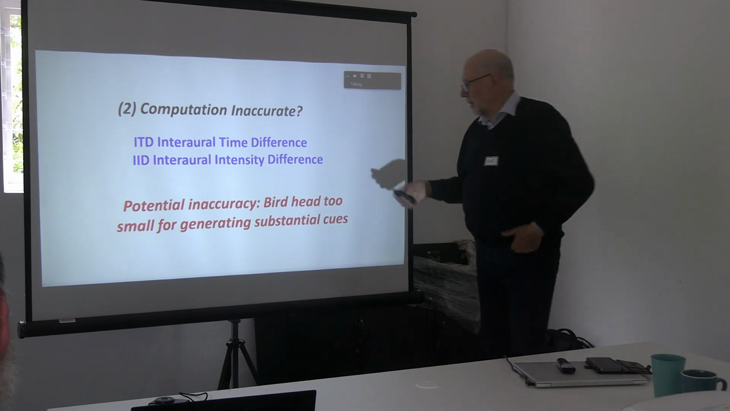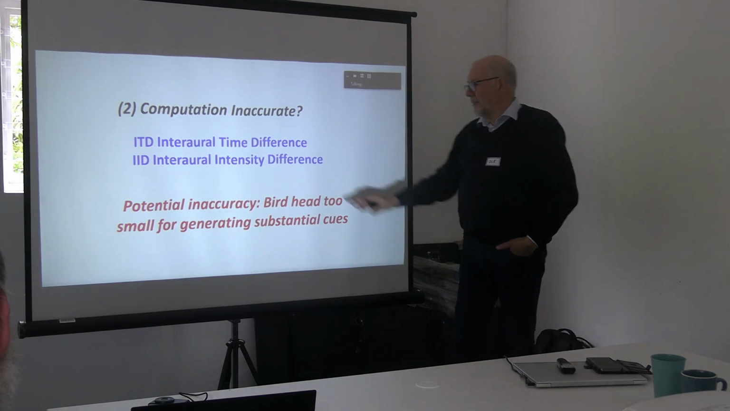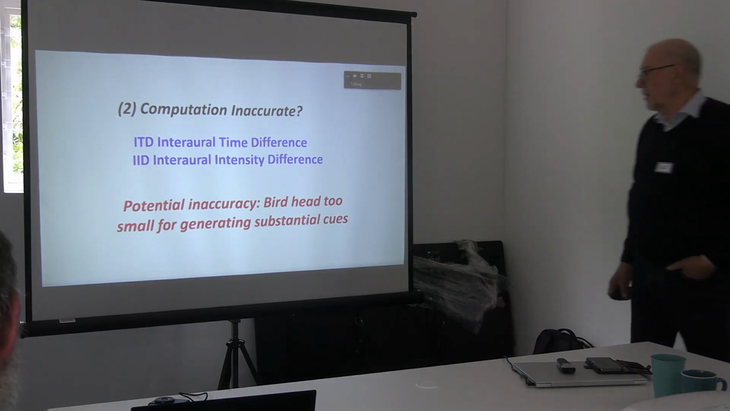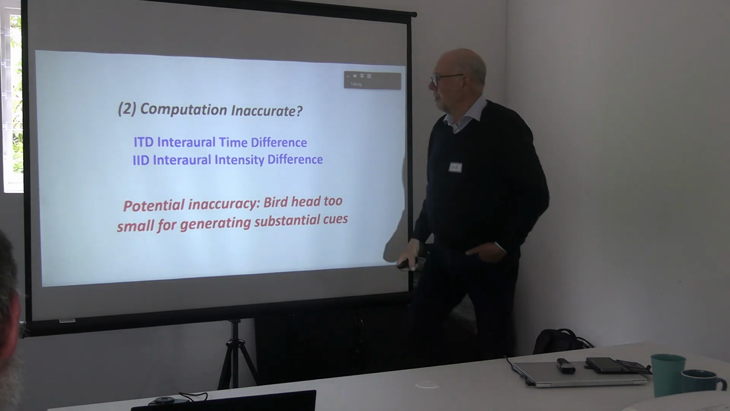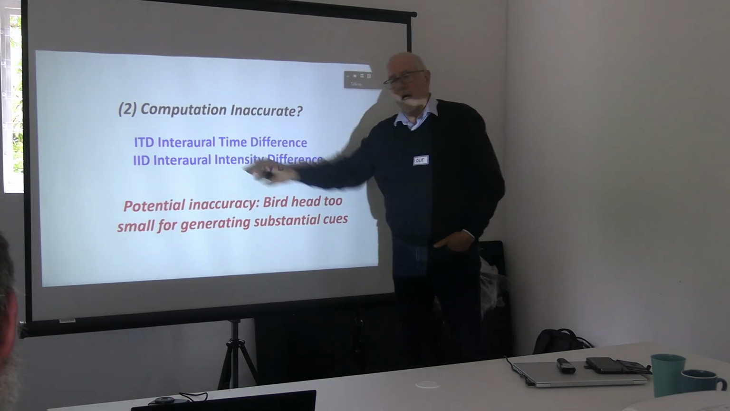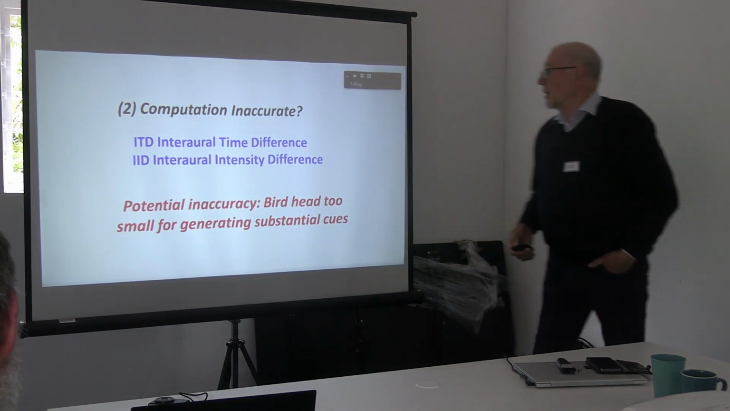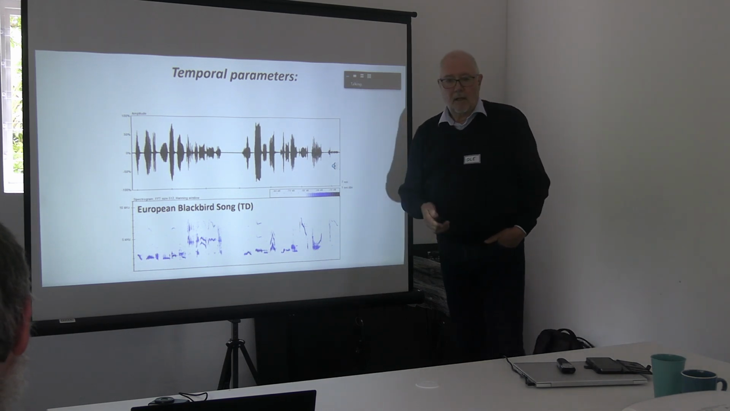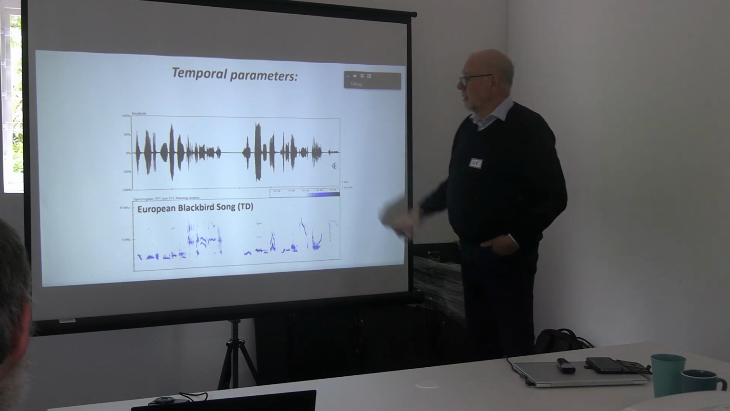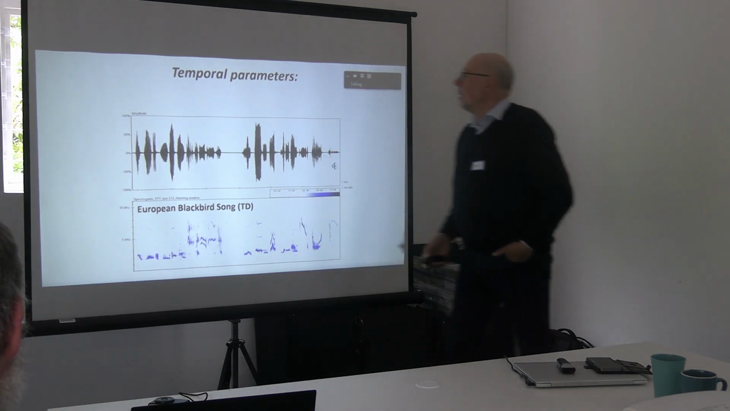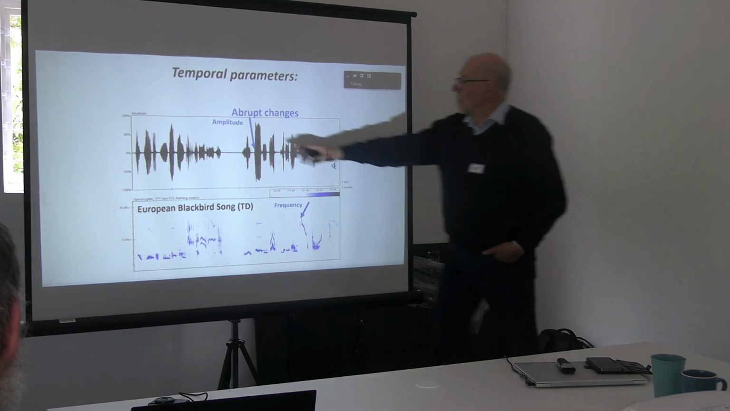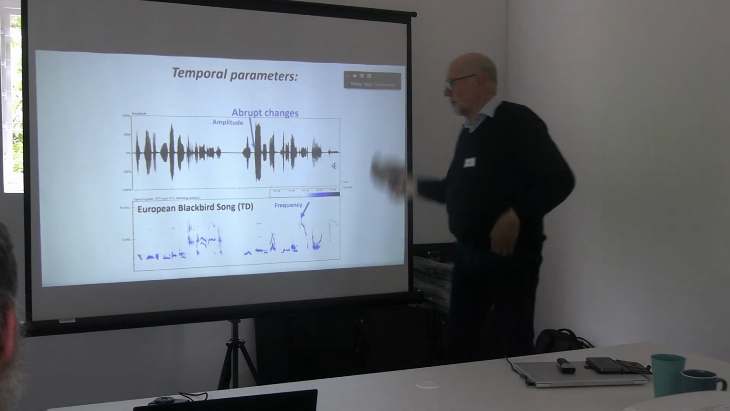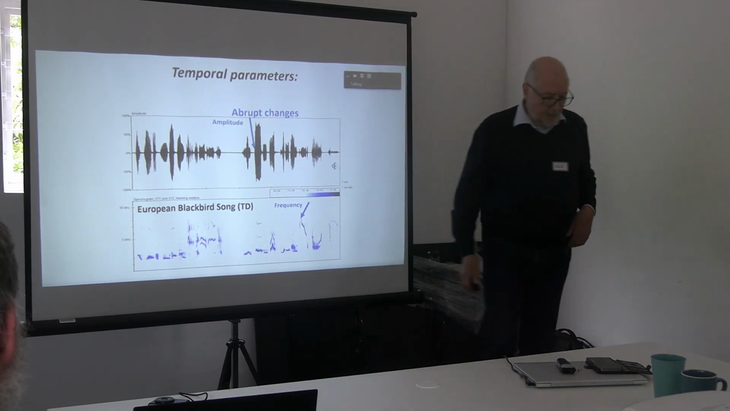But then the problem is, as Jakob already mentioned, that bird heads are very small, 1-2 centimeters for many birds. So it's difficult for them to generate large time differences and large intensity differences. So the question is what else we can do. This, for instance, is a bird song, which we can't hear, but it's a European blackbird. So it could use abrupt changes in amplitude, that would give a time marker to the two ears, or it could be abrupt changes in frequency.